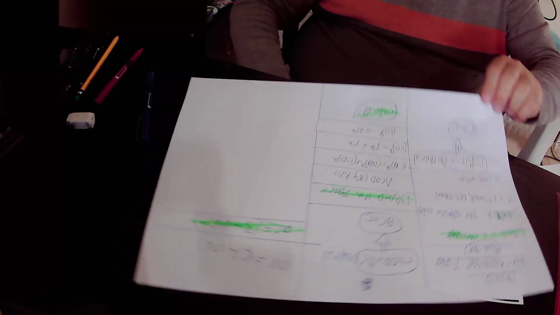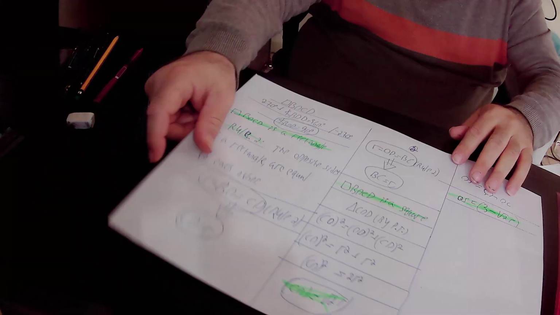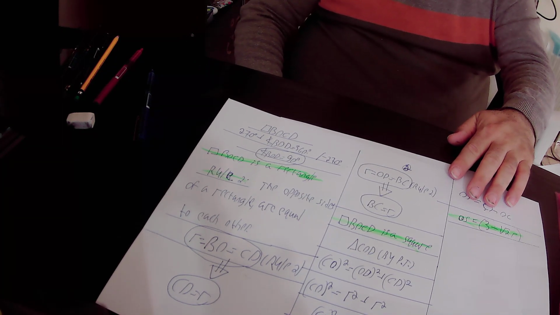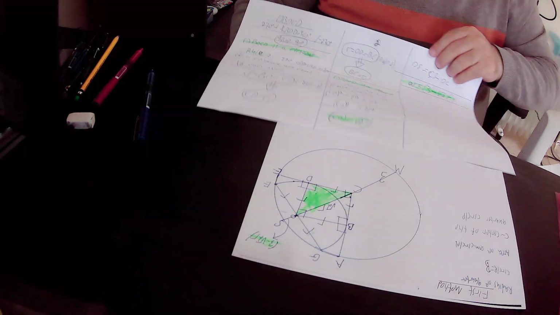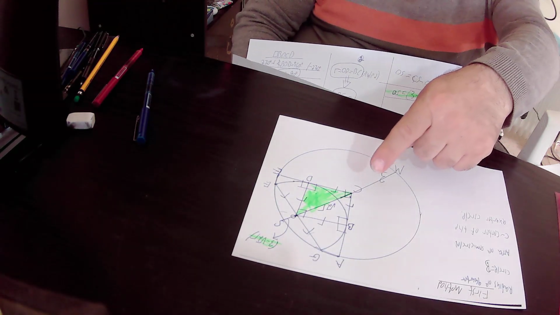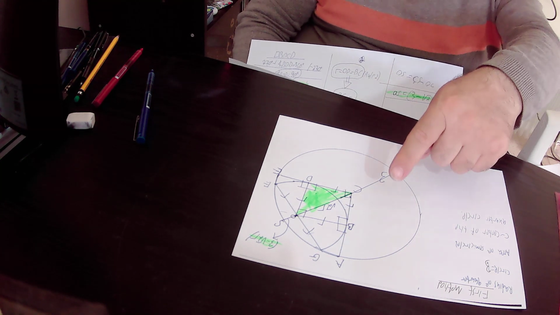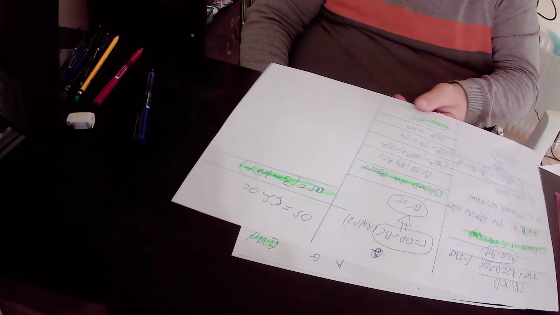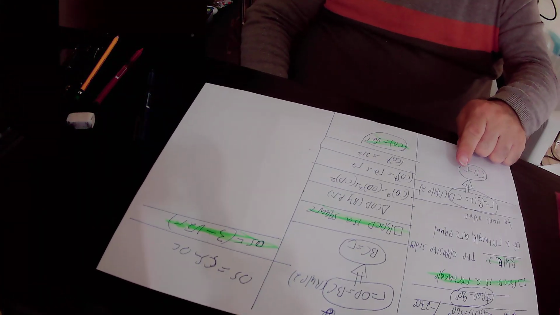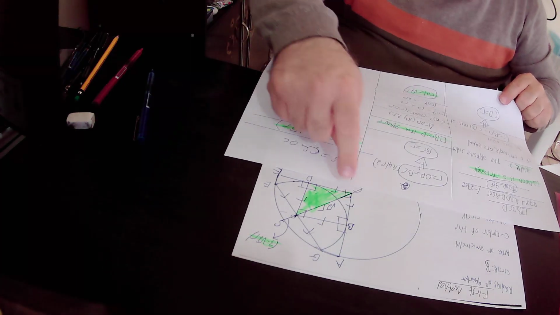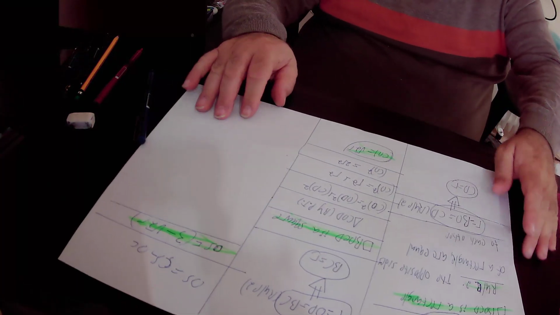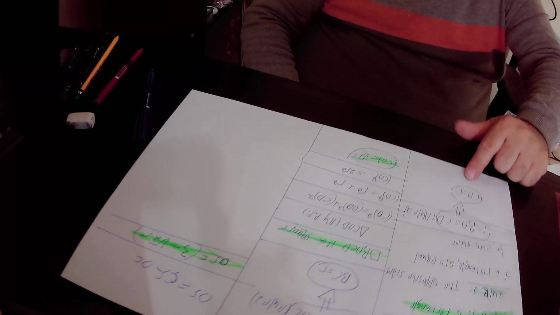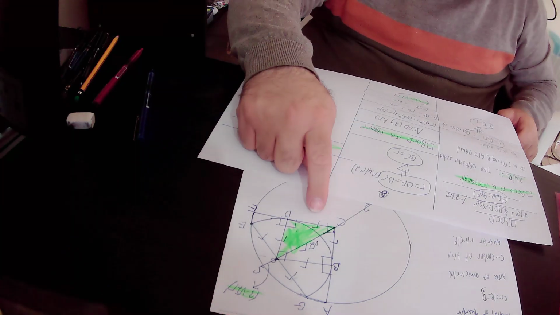Then I presented to you rule number 2. According to rule number 2, the opposite sides of a rectangle are equal to each other. So the opposite sides of rectangle BOCD are equal to each other. That is to say, BO equals CD. But we have already found out that BO equals R. So from R equals BO equals CD, we derive that CD also equals R.